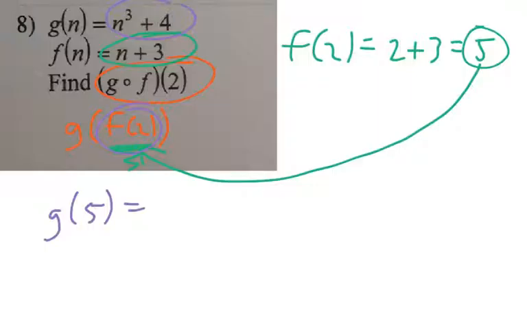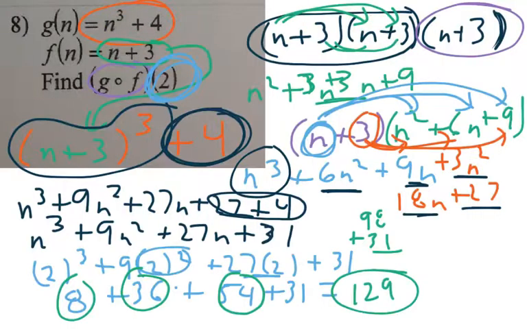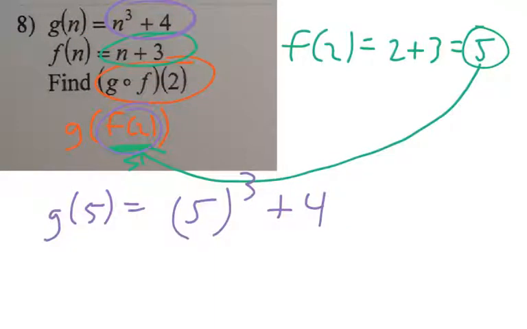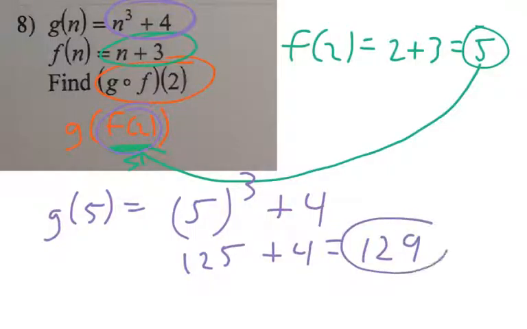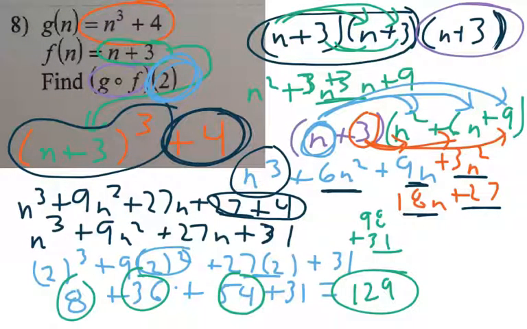So what's g of 5? Well, follow the purple this time, guys. G of 5 will be 5 cubed plus the 4. Wow, this is much simpler than this mess, isn't it? And isn't 5 to the third 125? If you don't trust me, guys, do it on your calculator. And what's 125 plus 4? Woo, finally got done. 129, right? And guess what? That's the same answer as what we got there, isn't it?